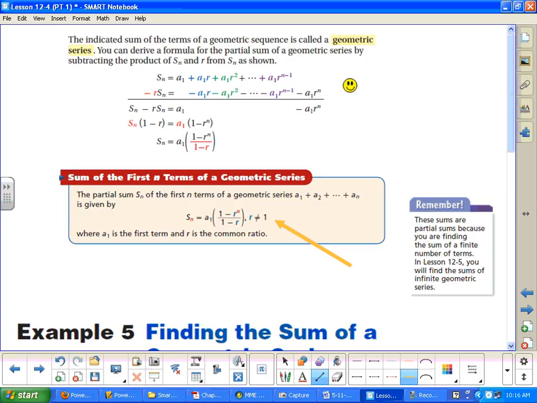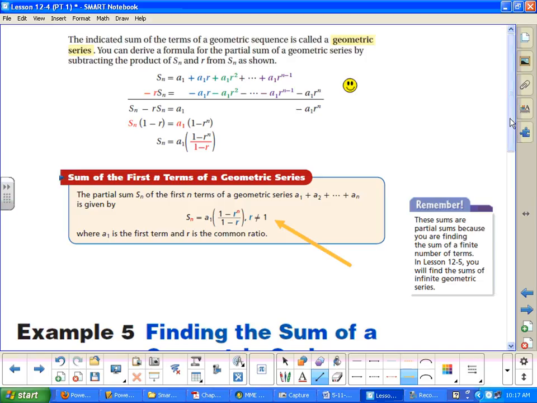minus r. So we need to know, once again, those same three things we always want to know. What's the value of n? What's the first term? And in this case, the common ratio. And if I know those three things, then I can find the sum of however many terms they want me to find.